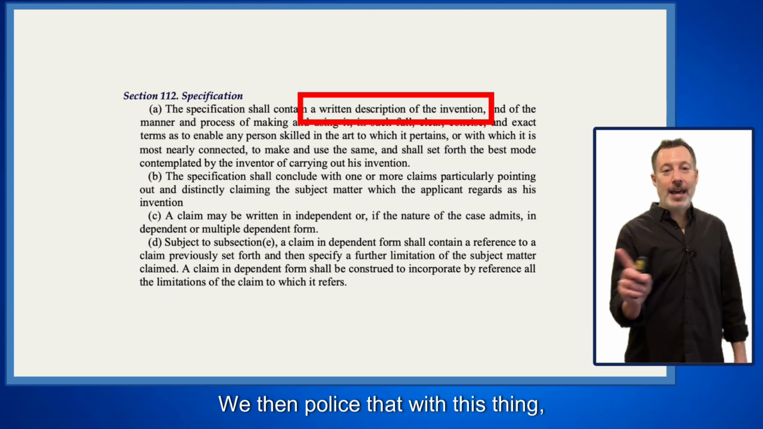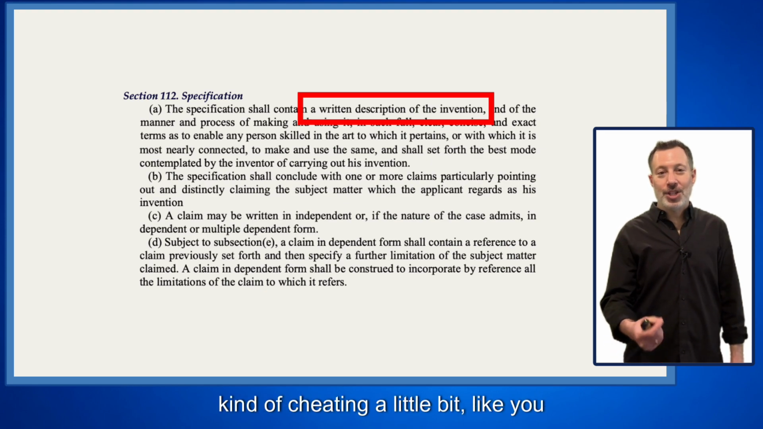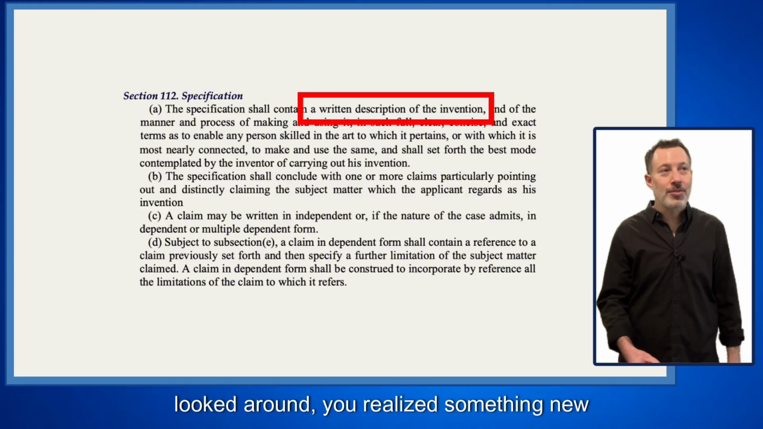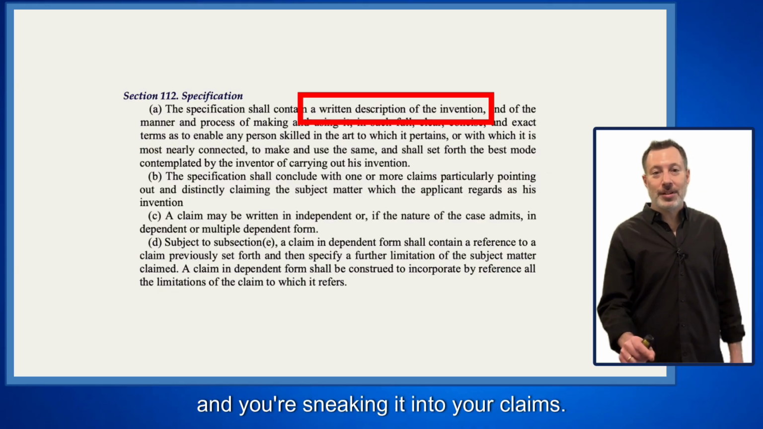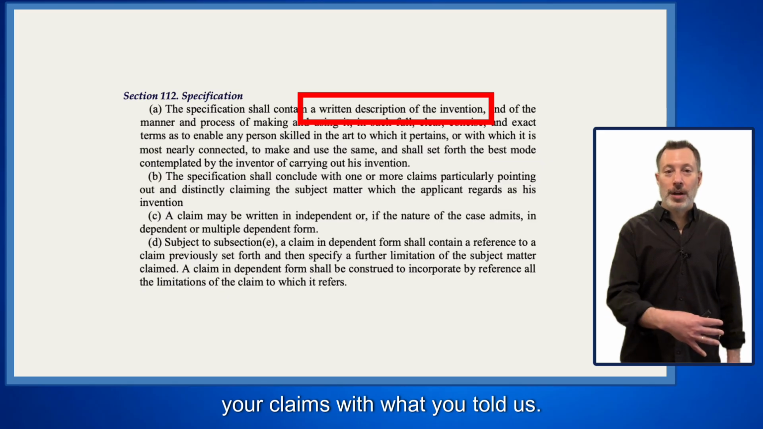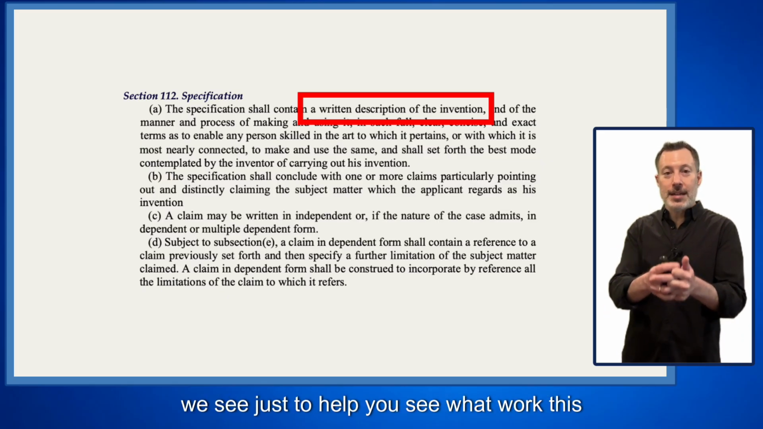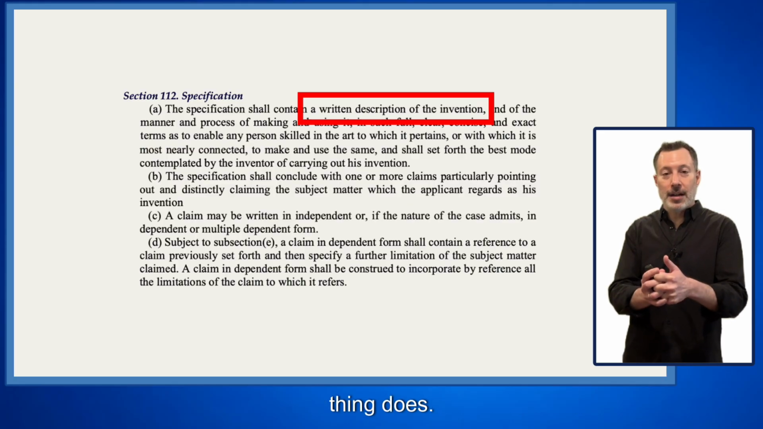We then police that with this thing, written description, to make sure that you're not kind of cheating a little bit, like you looked around, you realized something new and are sneaking it into your claims. Written description just kind of lines up your claims with what you told us to make sure they match. And here's a really concrete example that we see just to help you see what work this thing does.